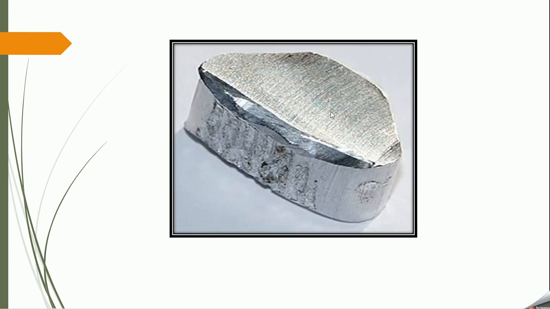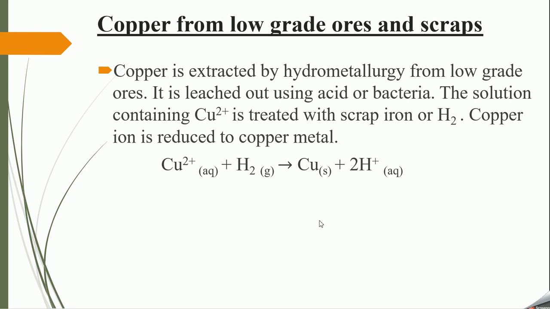Here you can see the aluminium metal. And this is very important for 3 marks. Here the question may ask you to draw the Hall-Héroult diagram and the electrode reaction taking place during electrolysis.